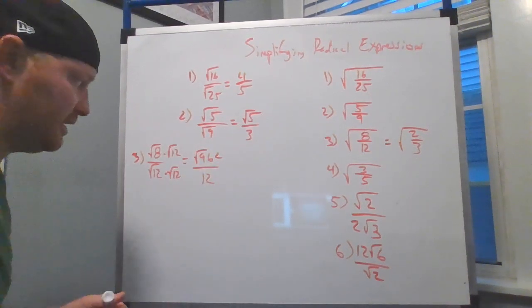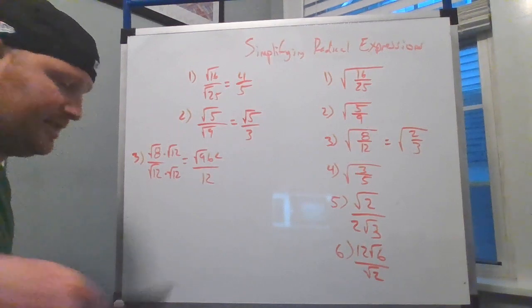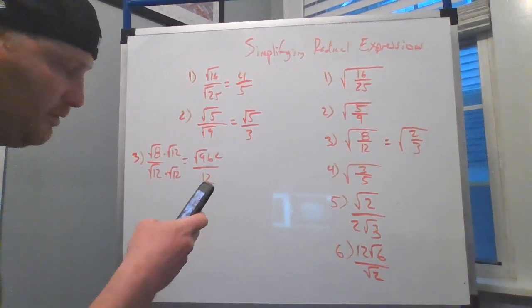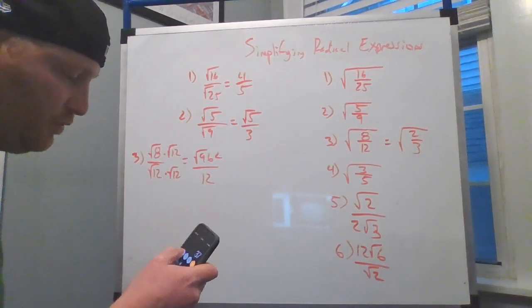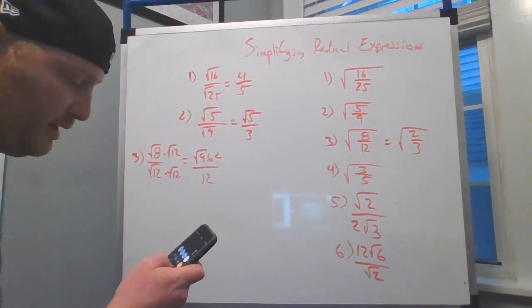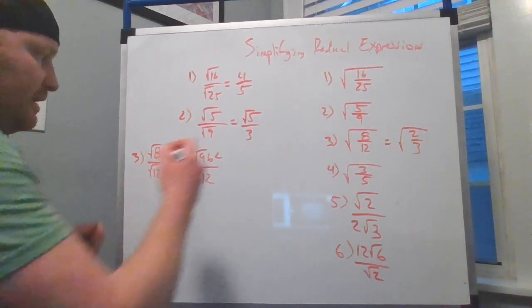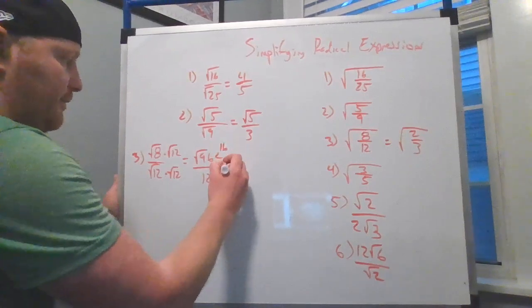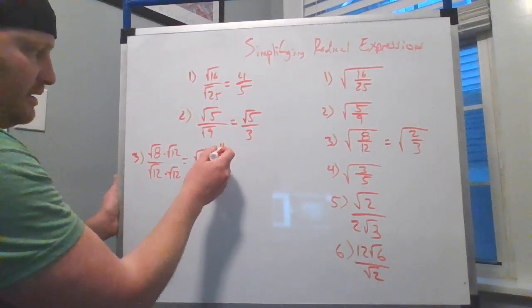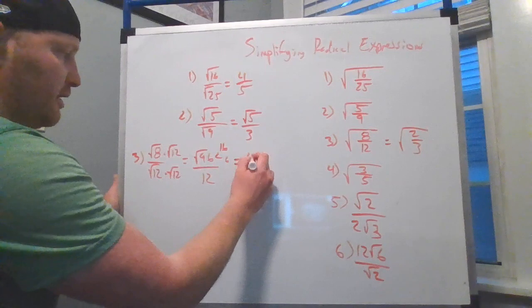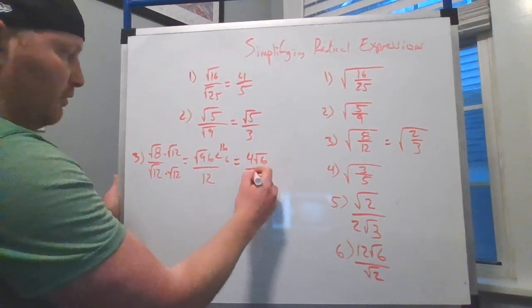Now, radical 96, I believe has a 16 inside of it, if I remember correctly, so let's see real quick. So let's do 96 divided by 16. Yep, it does. Got a 16 and a 6. Okay? So now this simplifies. The 16 comes out as a 4. So I got 4 radical 6 all over 12.